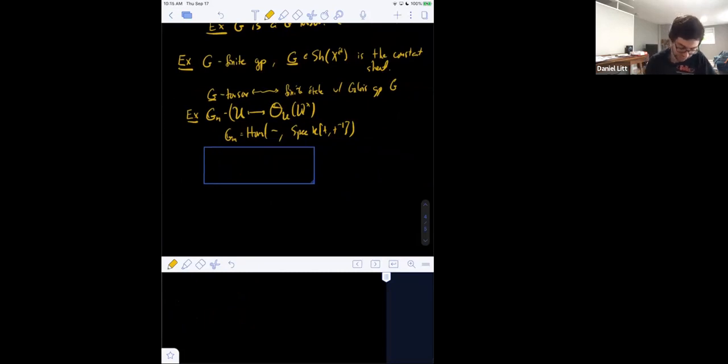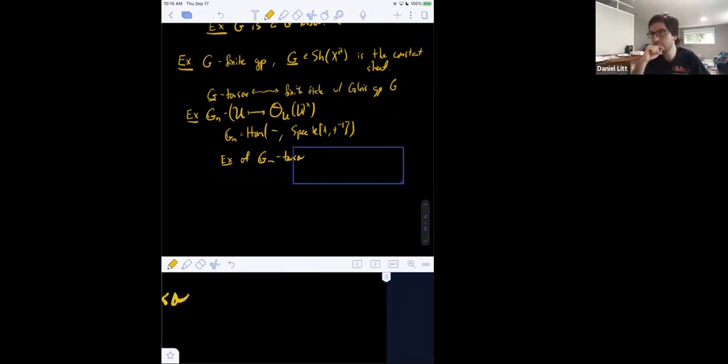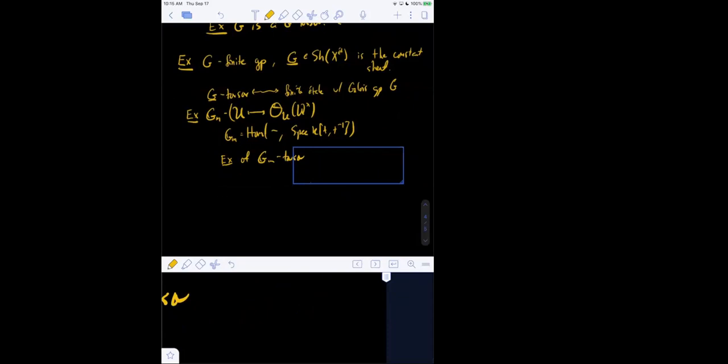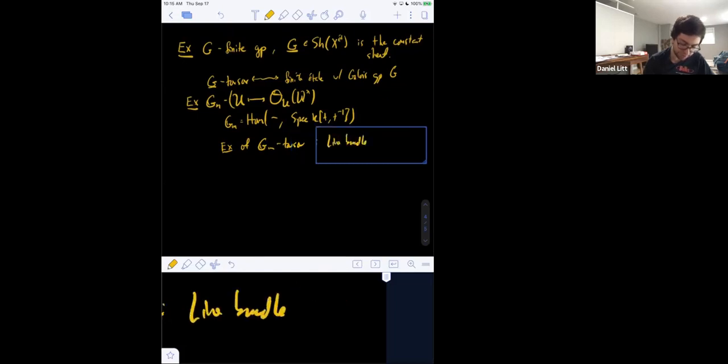Okay, so can anyone give me an example of a G_m-torsor? Line bundles. So is the line bundle literally a G_m-torsor? Minus the zero section. Yeah, exactly. So an example of a G_m-torsor is a line bundle minus the zero section.